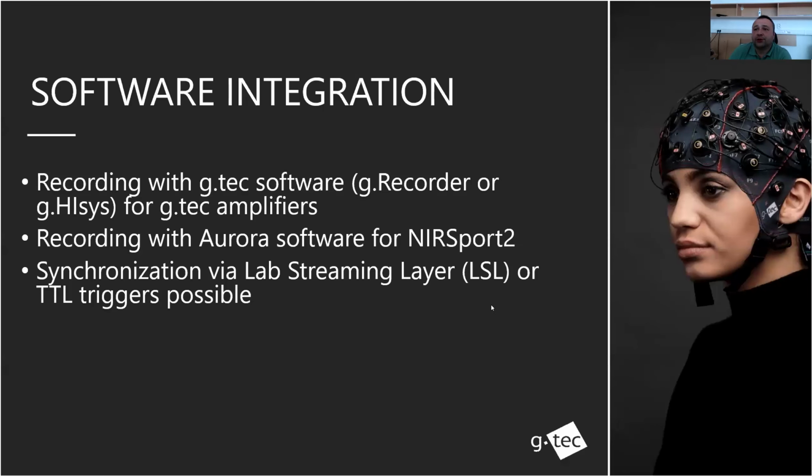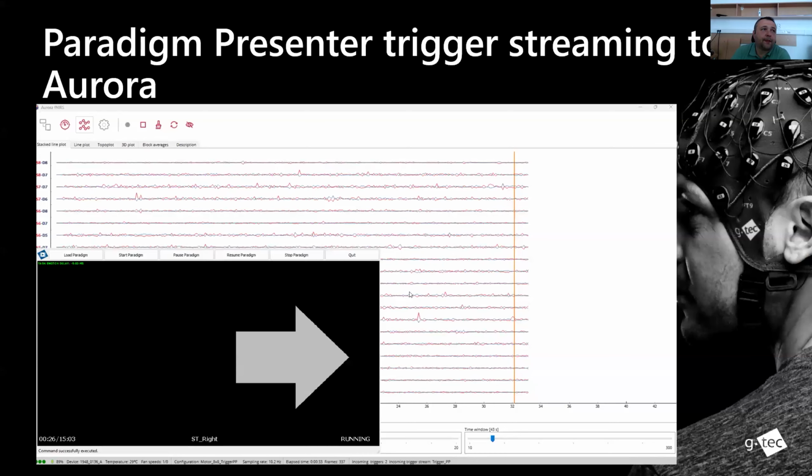In terms of software integration, I think my colleague Frankie also mentioned. Right now we provide recording EEG and fNIRS with g.Recorder and with g.HIsys for our amplifiers, and recording with Aurora software for NIRS Port 2. The synchronization is done via Lab Streaming Layer or TTL triggers. As a first example, we have the paradigm presenter window and the Aurora while recording fNIRS.